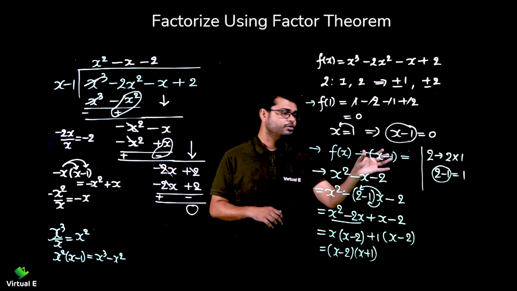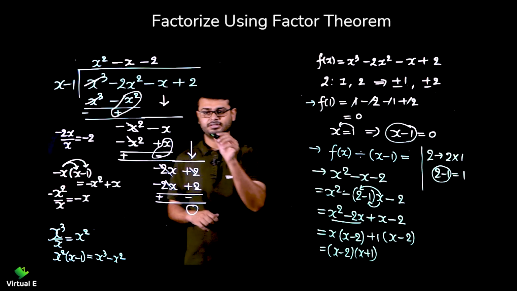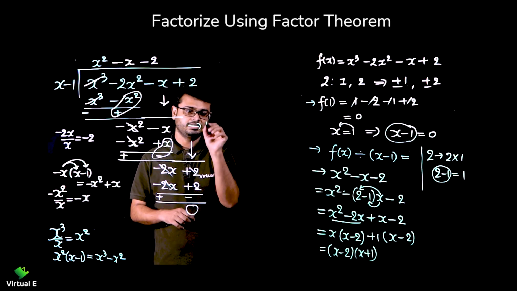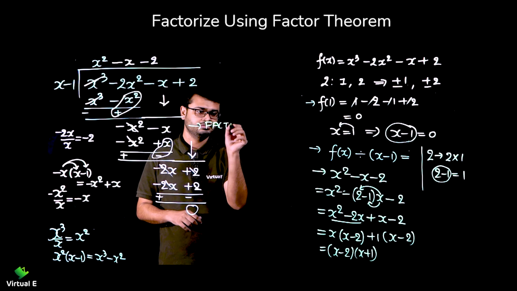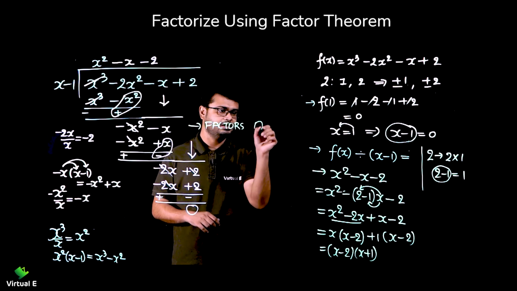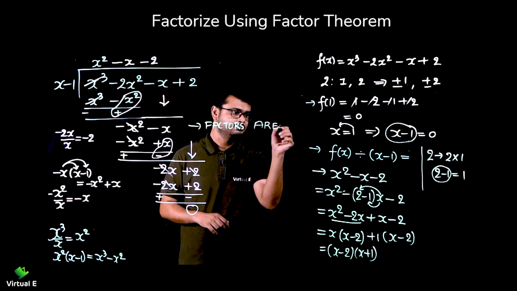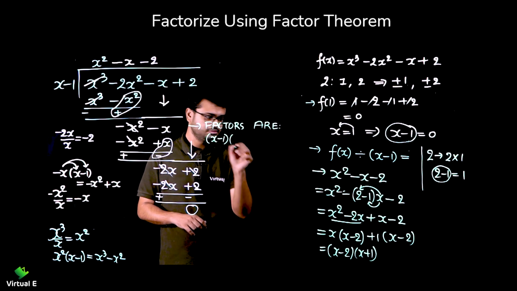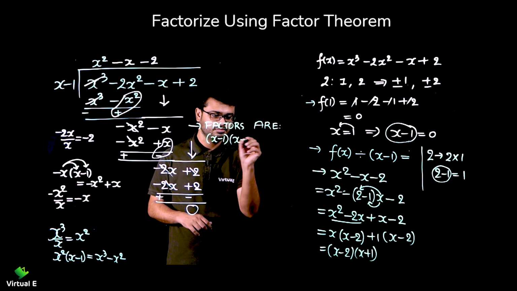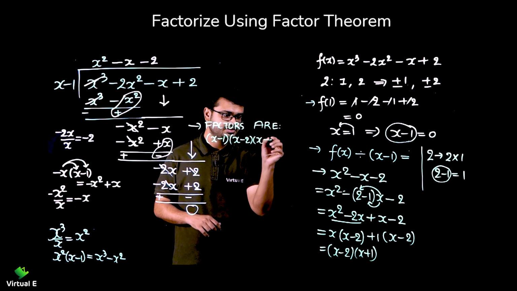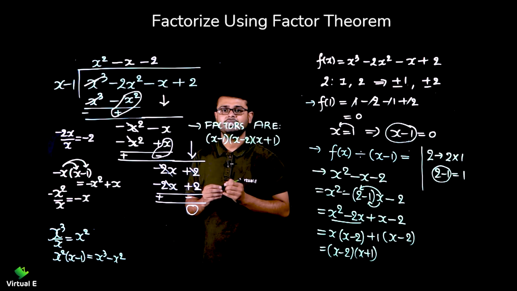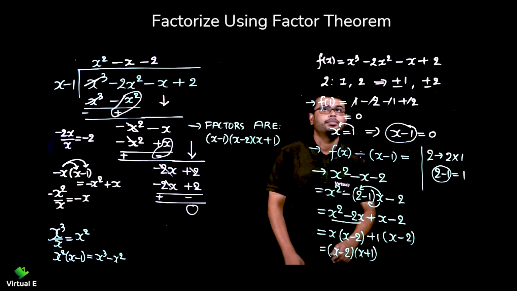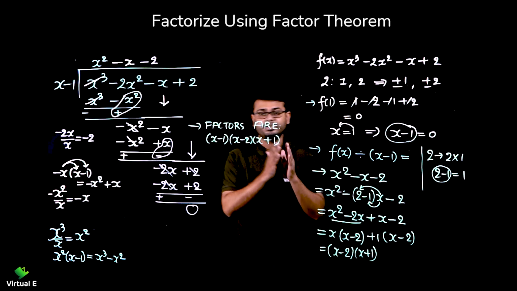So the first factor was x minus 1. Let's write the factors. What are they? X minus 1, then x minus 2 and x plus 1. These are the three factors because it is a cubic polynomial. So let's repeat this step.